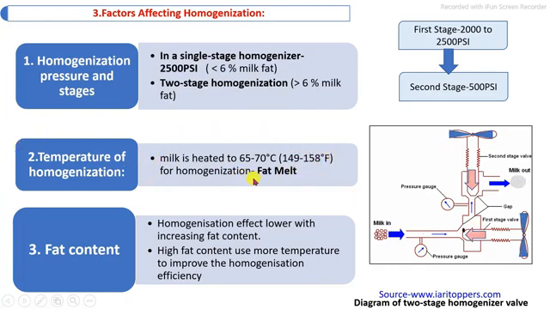The second important point is the temperature of the homogenization process. Initially, the milk is preheated to a minimum of 60 to 70 degrees Celsius to melt the milk fat, and after that the homogenization process is carried out. The third important point is the fat percentage of the milk. If the milk contains a high percentage of fat, then the efficiency of homogenization is lower. And if the proper temperature is used, the efficiency of the homogenization process increases.